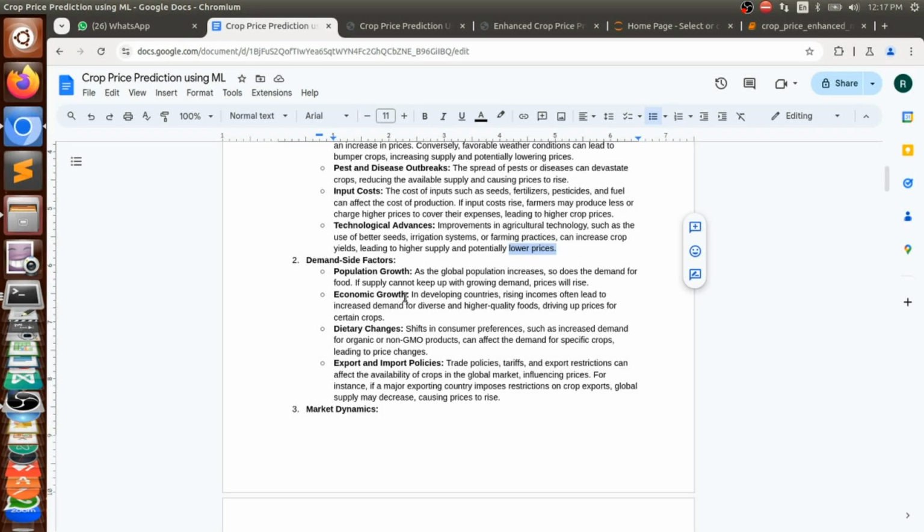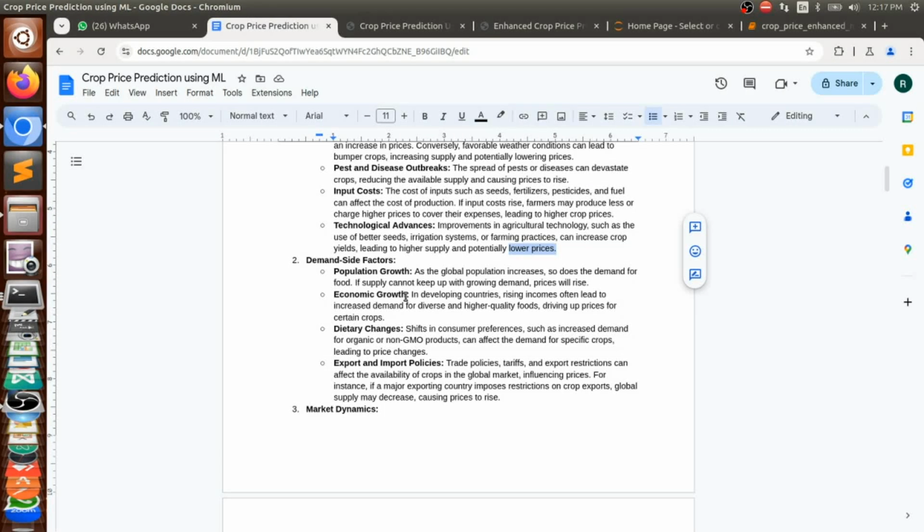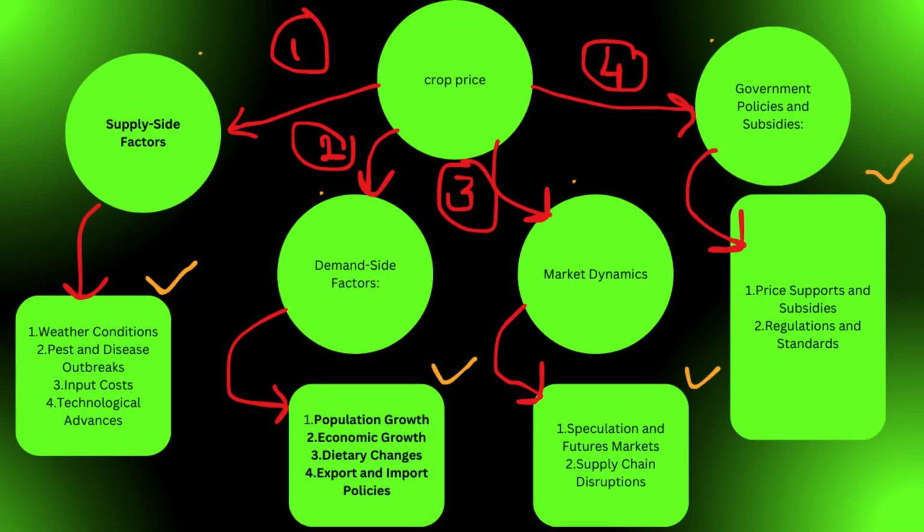And demand side factors. Now the demand over the crop required, the demand over the food required, what are the impacts, what are the parameters that are impacting here? One is population growth. It's directly proportional, because if population increases, demand will increase, supply will be less, then the price will increase. The same for economic growth. Okay, so with the economic growth, whether it is a positive growth or negative growth, based on that also the price hike and drop will happen.